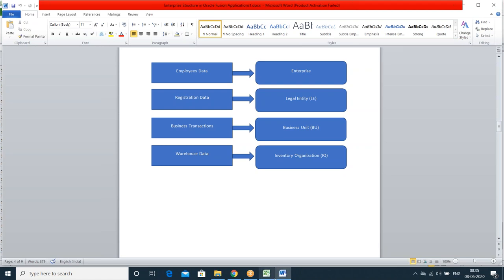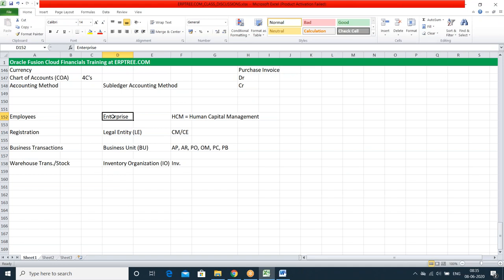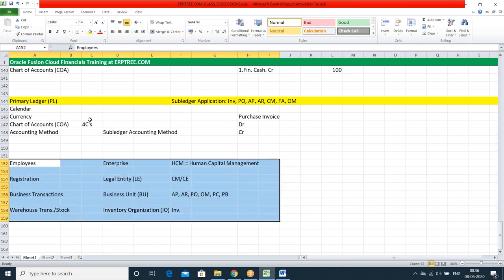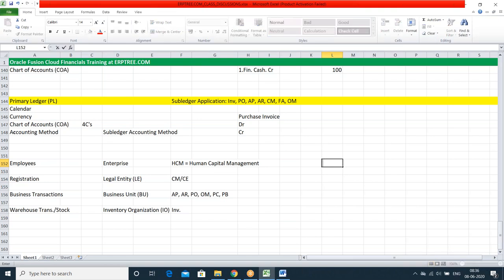Now, if you are going to record the transactions, they may be employee-related transactions, legal-related transactions, or enterprise business unit related core business transactions. Most of the business transactions can be recorded within the business unit only. The transactions may be related to the enterprise, that means employee-related transactions, or legal-related reporting, and business unit, the business transactions across all these applications or inventory-related transactions. Any business transactions we want to record, we need a primary ledger. That's what we discussed in the previous session. To record the transactions at any level, you need a primary ledger. With the help of the primary ledger only, you can record the business transactions.